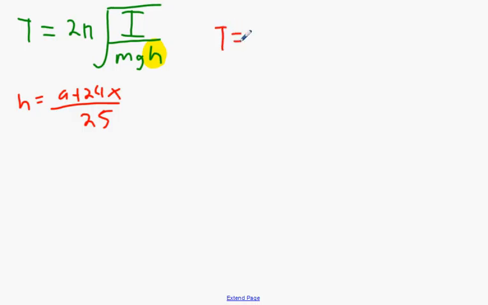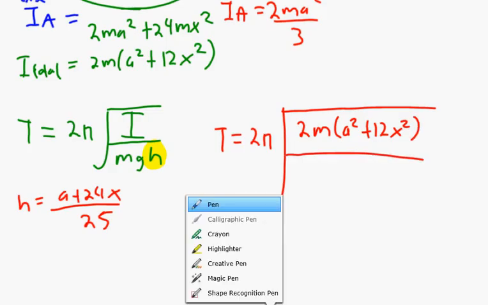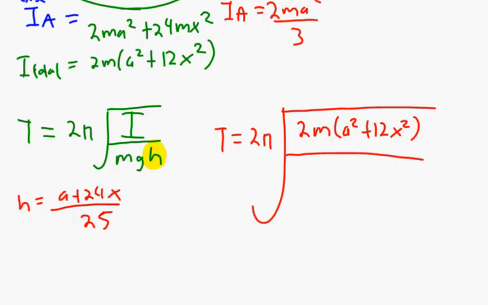T equals 2 pi, big square root sign. The I value is 2m bracket a squared plus 12x squared. On the bottom we're going to have m. Now, that's the other one, isn't it, guys? What do I always do here by mistake? Forget to add the total mass of the compound body. I often put m in there. It's not m. What is it? 25m. It's the mass of the compound body. So what we're looking at here is 25m.